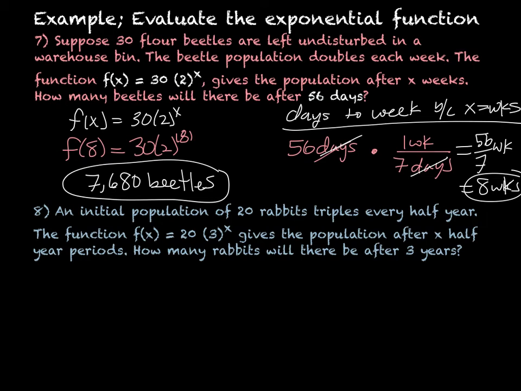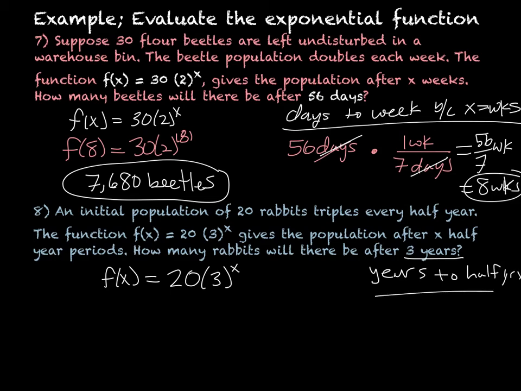The next one, we have an initial population of 20 rabbits that triples every half year. The function f of x equals 20 times 3 to the x power is going to give the population after x half-year periods. How many rabbits will there be after 3 years? So you have to convert years to half years. In 3 years, there would be 6 half years.